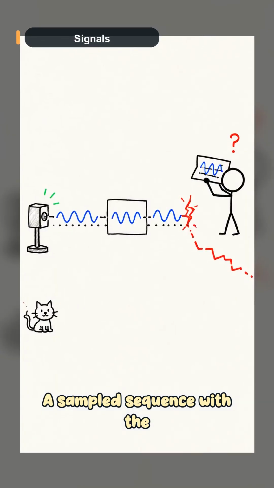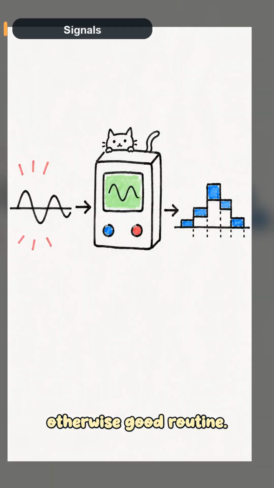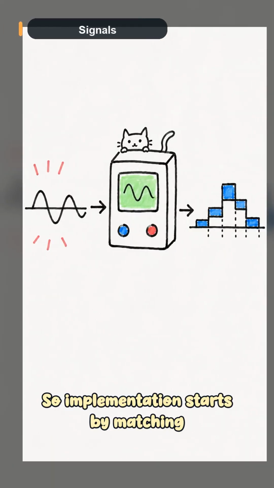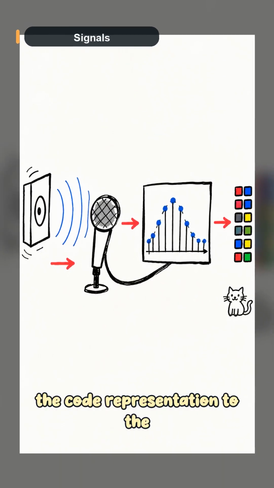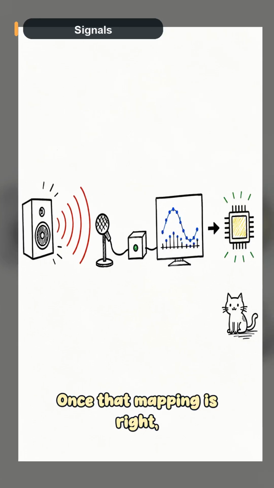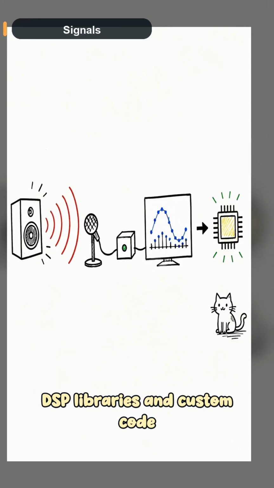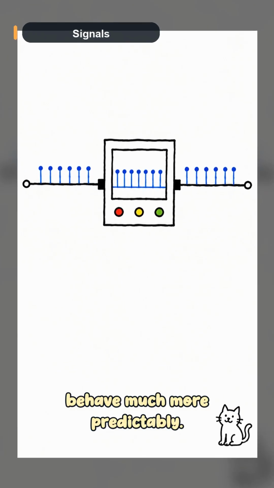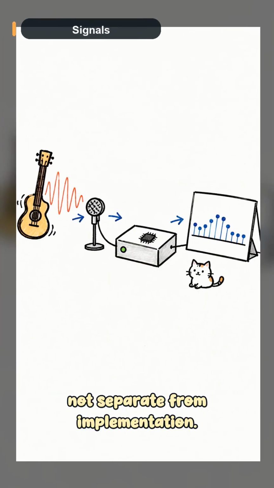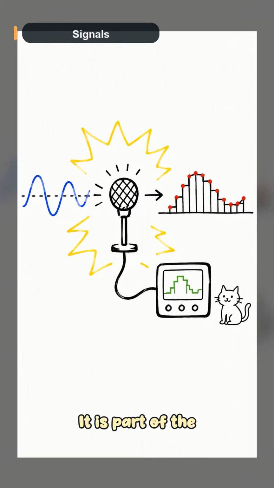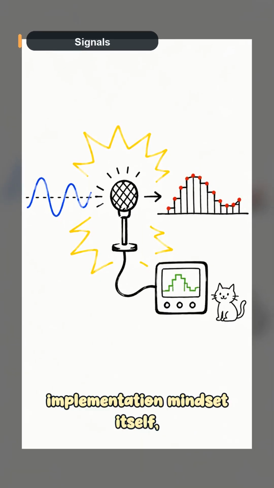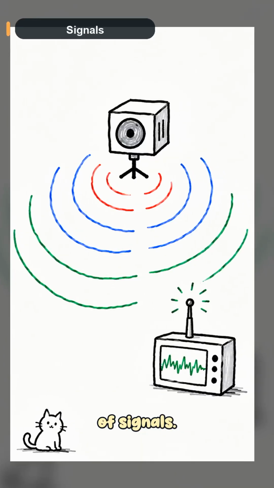A sampled sequence with the wrong interpretation can break an otherwise good routine, so implementation starts by matching the code representation to the real phenomenon. Once that mapping is right, DSP libraries and custom code behave much more predictably. This is why representation is not separate from implementation. It is part of the implementation mindset itself, just like 1.1.2 physical representation.